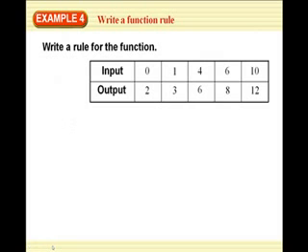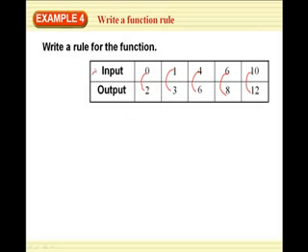Okay? So write a rule for the function. In this case, I have to figure out what am I doing to the input to get the output. What do I do to this number to get this number? And it has to be the same for each one. So what do these all have in common if you look from this one to this one? You notice add 2, add 2, add 2, add 2.